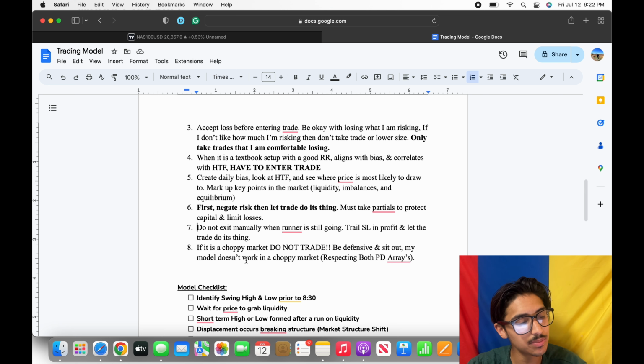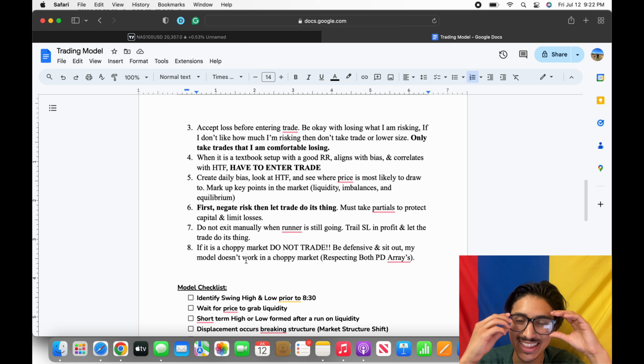Rule number 7, do not exit manually when runner is still going. Trail stop loss and profit and let the trade do its thing. This is something I've done in the past before when I literally don't know why. I have a runner on. It's literally called a runner for a reason. So why am I closing it? I can't be closing it manually. I just trail my stop loss and profit. Either way, I'm making money.